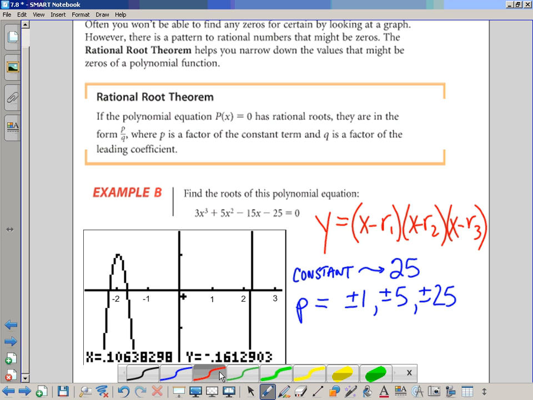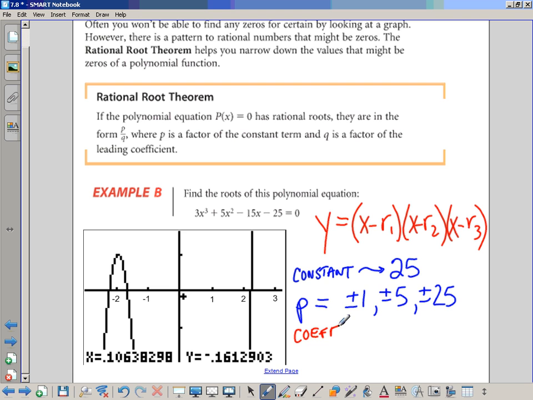Let's also take a look at the leading coefficient. The leading coefficient here in this problem is 3 because of the 3x cubed. Sorry about that. The leading coefficient is 3. So we need to list out the factors of 3: positive or negative 1, positive or negative 3.